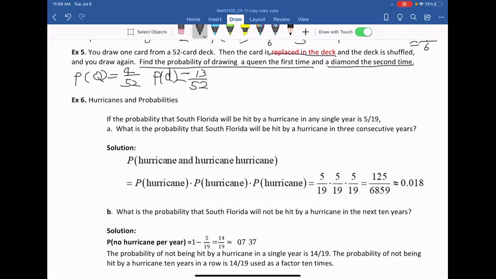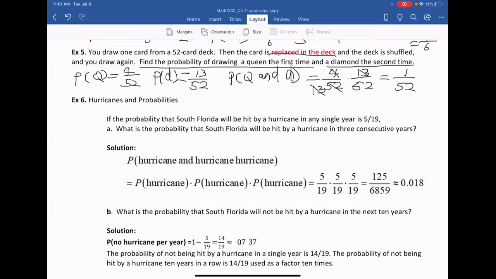These two are independent. So the probability that the first time is a Q and the second time is a diamond is 4 over 52 times 13 over 52. And we simplify this. 4 over 52 is 1 over 13, and 1 over 13 times 13 over 52 is 1 over 52. Let's move on to the next example.